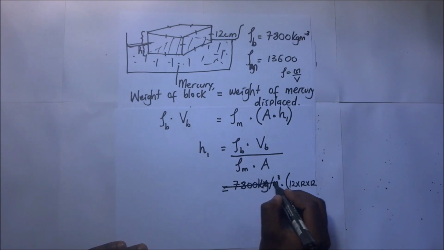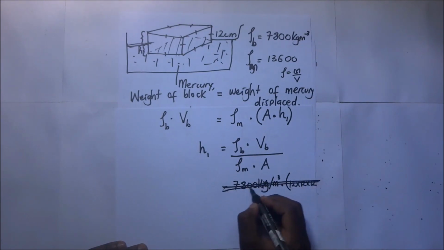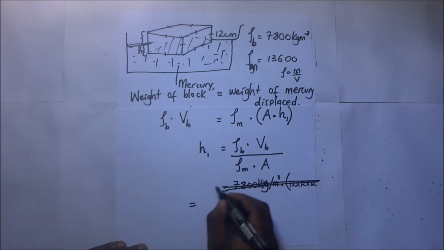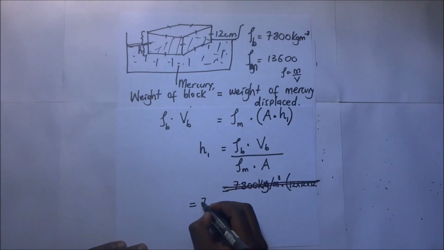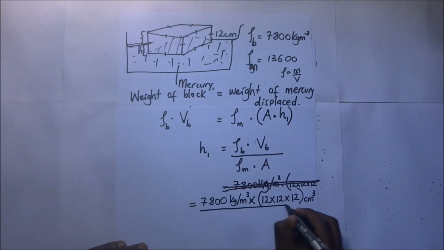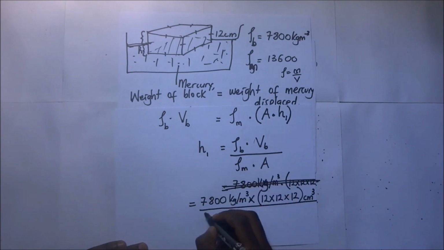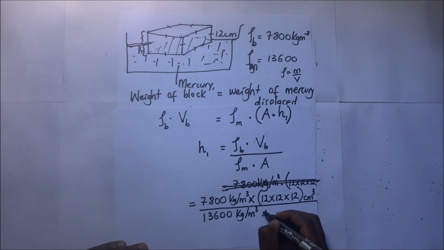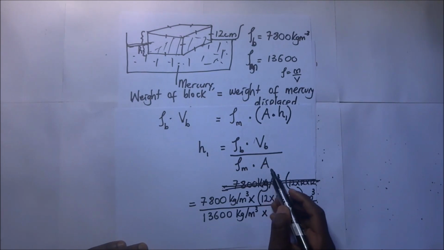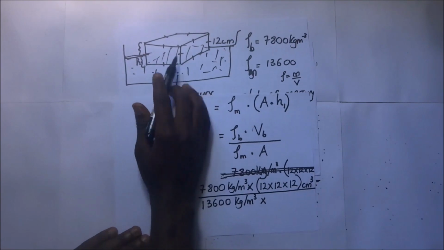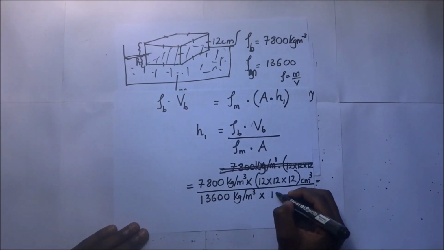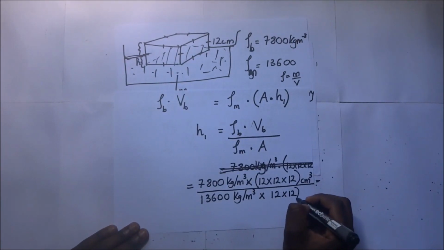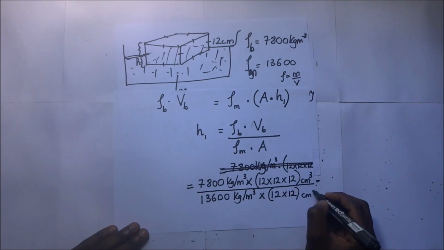Let me repeat this here in a bigger space. So this is going to become, the density of the block is 7. Divide that all by the density of the material, which is 13600. This is in kilograms per meter cubed. Multiply that by the area. Now the cross-sectional area of that cube is 12 by 12, and this is in centimeters squared.